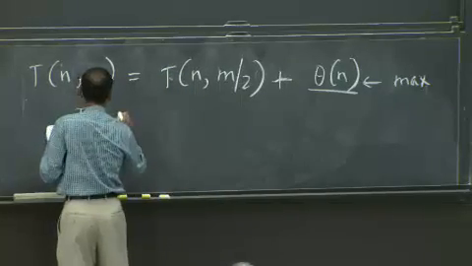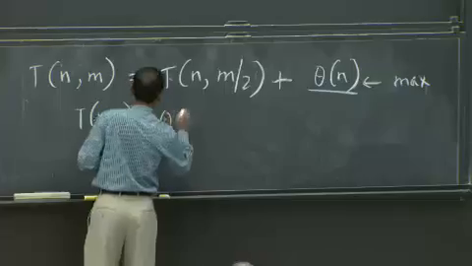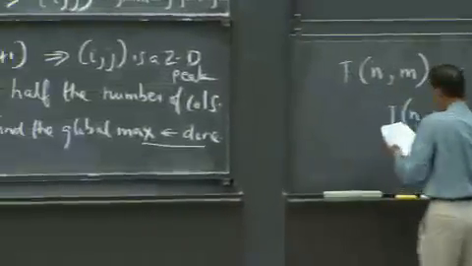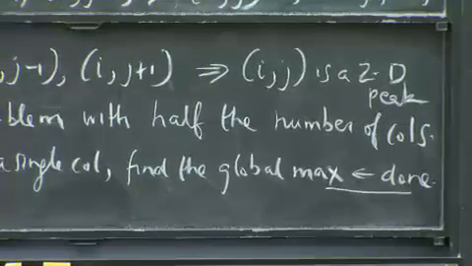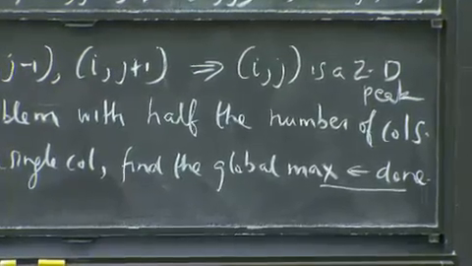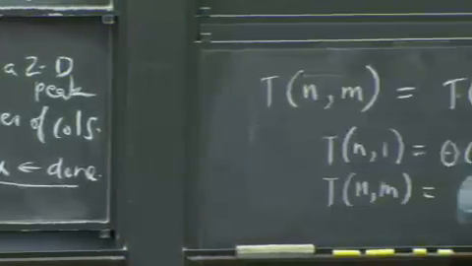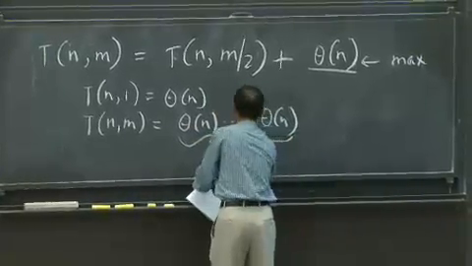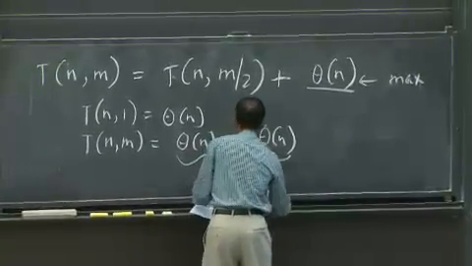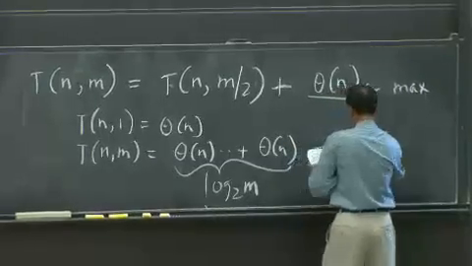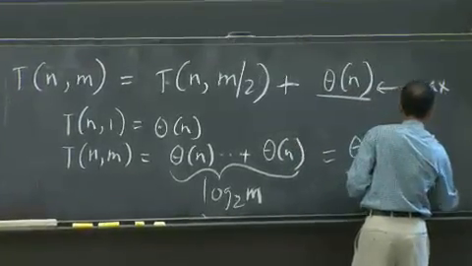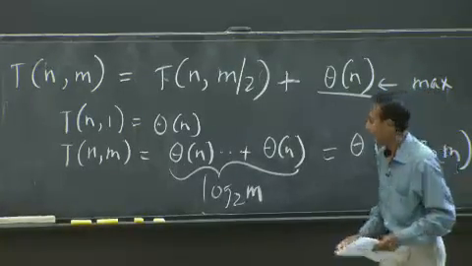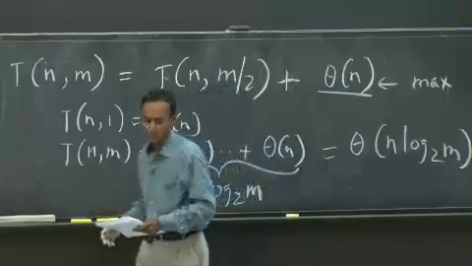And so if you do that and you run it through, and you know that T of n, 1 is theta n, which is this last part over here. That's your base case. You get T of n, m is theta of n added to theta of n log of m times log 2 of m times, which is theta of n log 2 of n. All right?